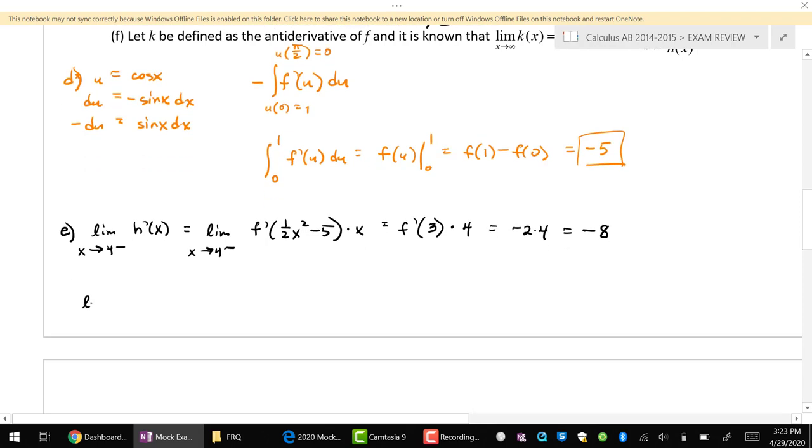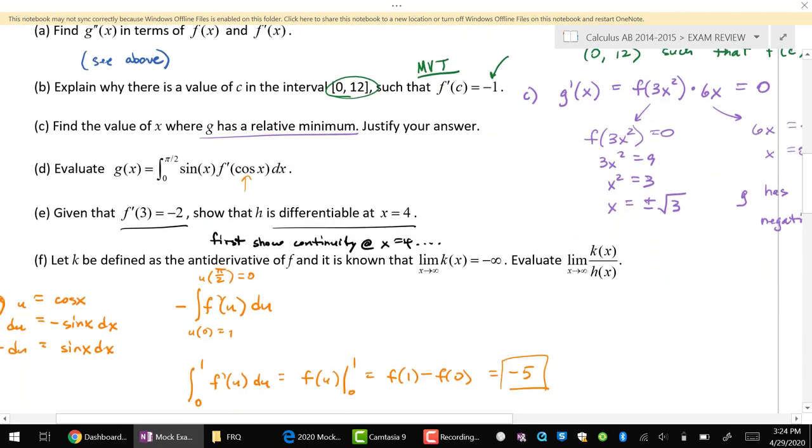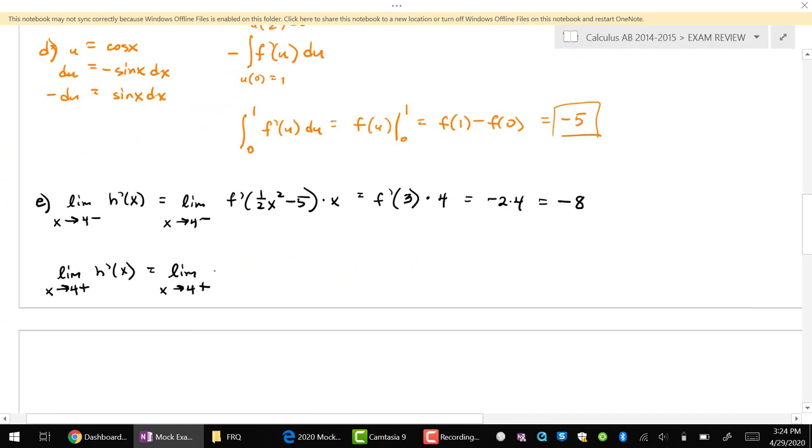Let's check the limit as x approaches 4 from the right of h prime. So that would be the limit as x approaches 4 from the right of simply -8 is the derivative, and that equals -8.